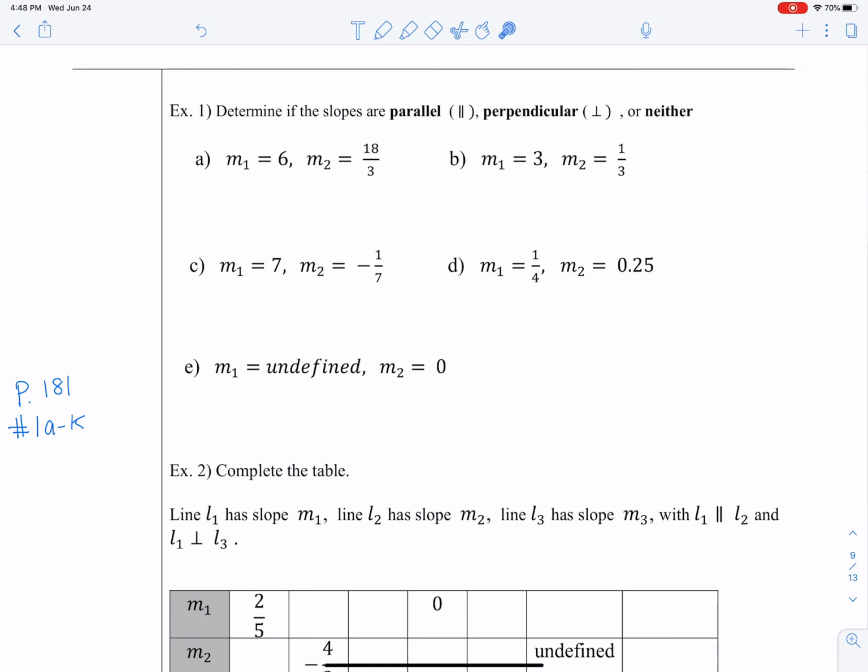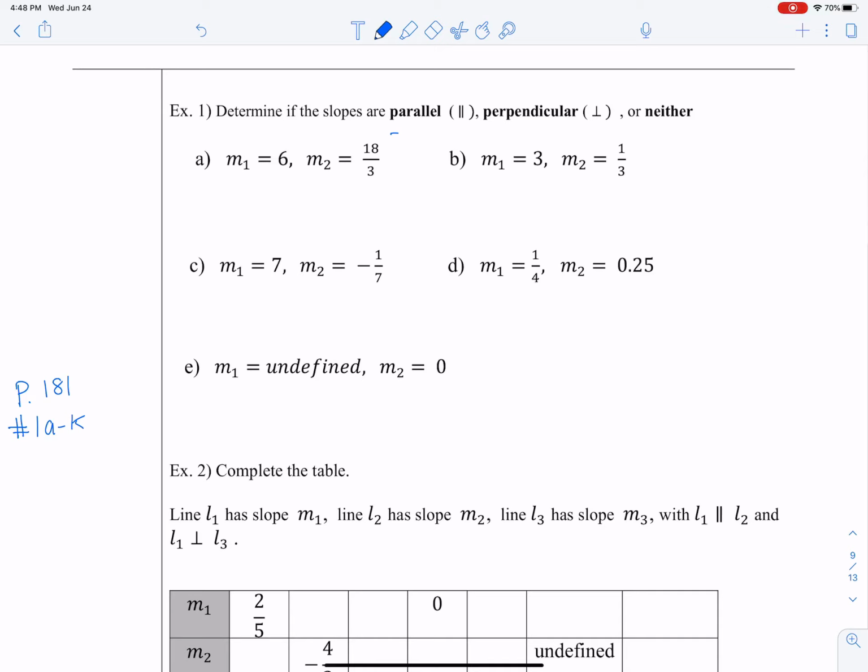All right. So now we have a bunch of slopes. Okay, here's a series of slopes. And we have to determine if they're parallel. So the shorthand symbol for parallel is two little parallel lines like this. Perpendicular, the shorthand symbol is an upside down T like this. Or neither. So they're not parallel, they're not perpendicular. So we're going to look at our slopes. So for parallel, we want identical slopes. For perpendicular, we want negative reciprocal slopes.